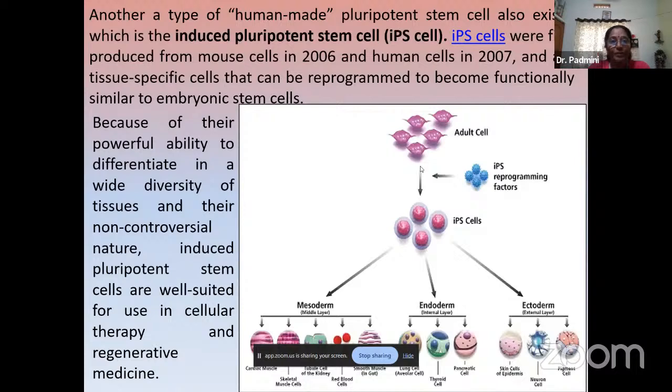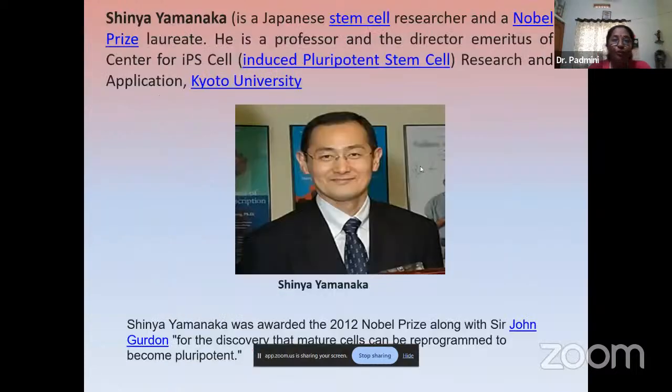Okay. So before going to the next step, I want you all to have a look at this great scientist, Shinya Yamanaka, the Japanese scientist and Nobel Prize laureate. He is the one who pioneered induced pluripotent stem cells, and he was awarded the Nobel Prize in 2012 along with Sir John Gurdon for the discovery that mature cells can be reprogrammed to become pluripotent. Shinya Yamanaka.